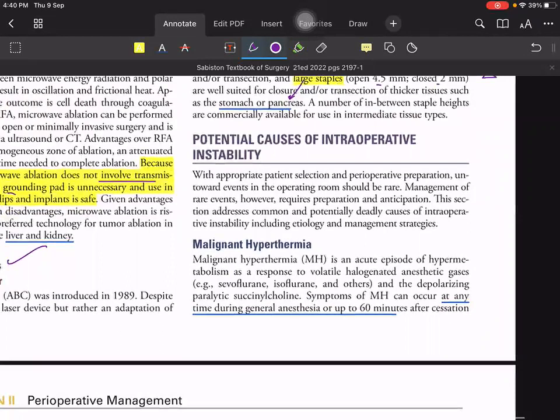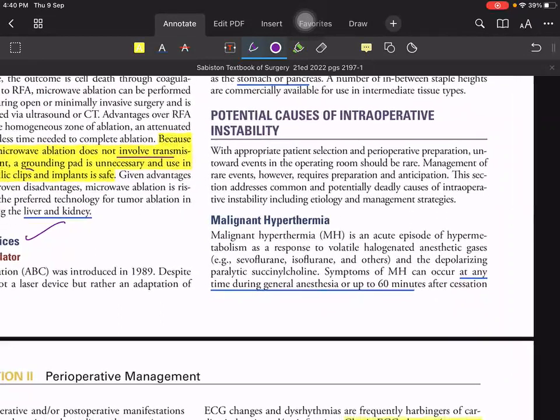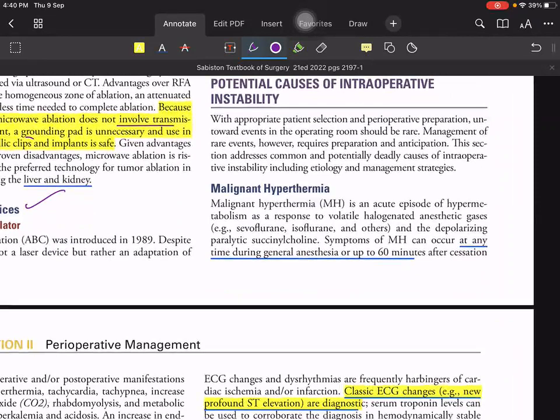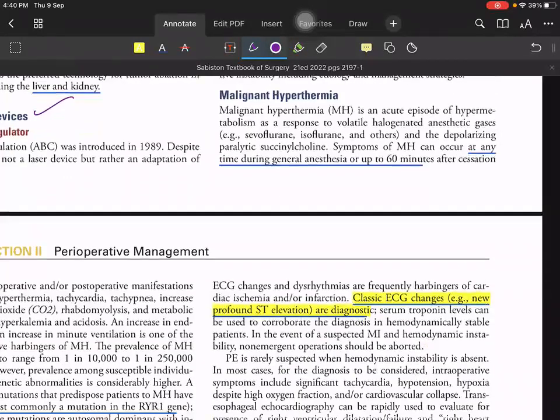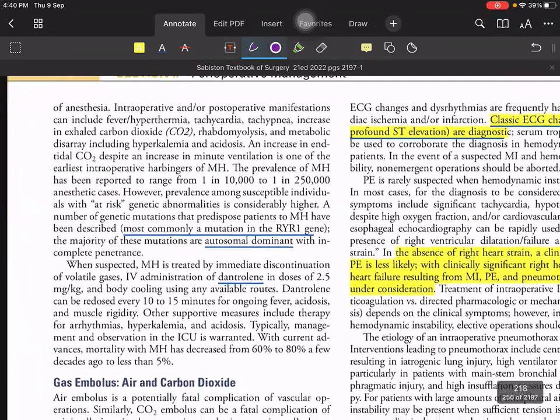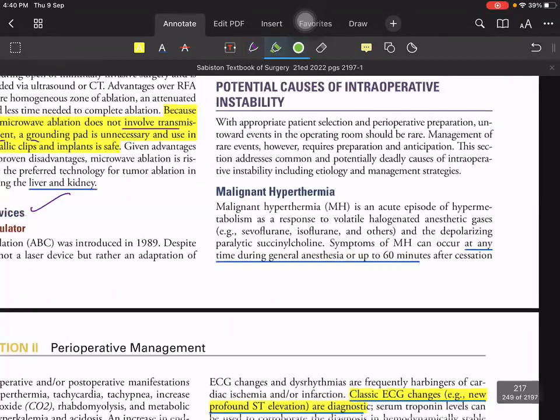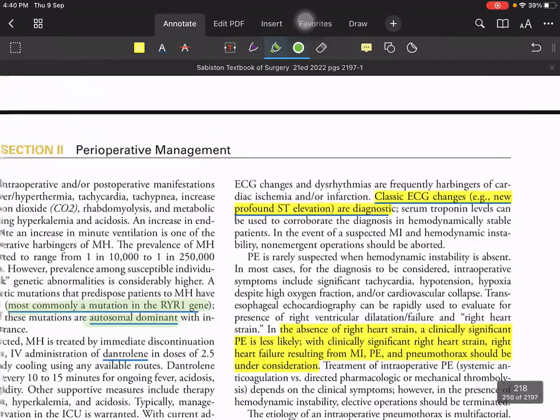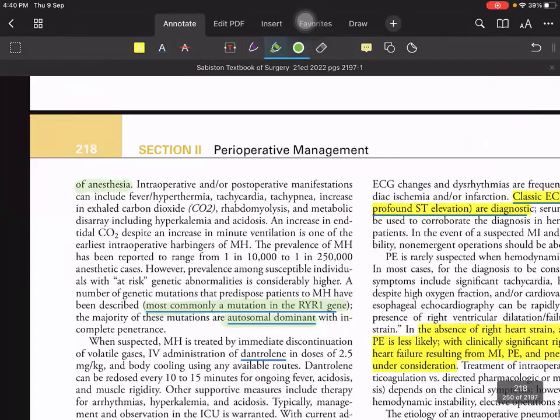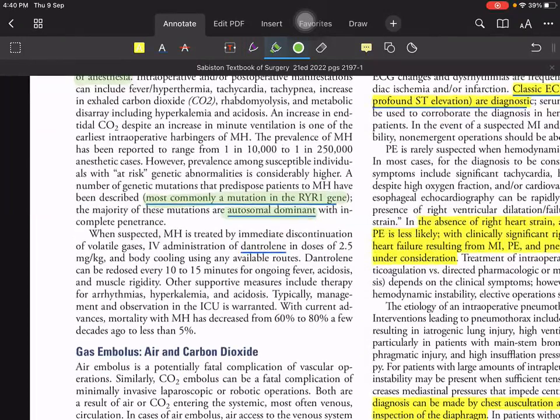Potential causes of intraoperative instability. What is malignant hyperthermia? Here they are telling about 3 to 4 pathologies. First is malignant hyperthermia. It can happen at any time during general anesthesia, or up to 30 minutes after cessation of anesthesia. Most commonly it is due to a mutation of the RYR1 gene. It is autosomal dominant, and its treatment is IV administration of dantrolene.